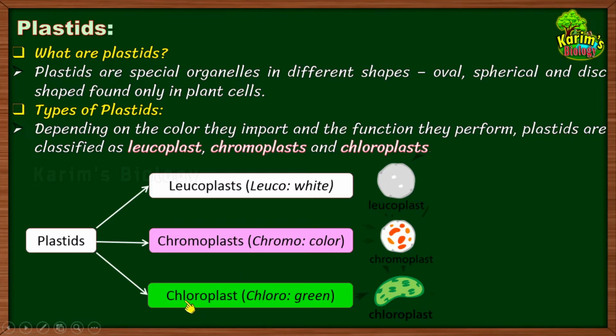Next, the last category and the most important type of plastids are called chloroplasts. Chloro means green color, and as these plastids are green in color, they are called chloroplasts. This is the picture of chloroplast, and we will be discussing in detail the structure of the chloroplast because it is one of the most important parts of the plant cell.